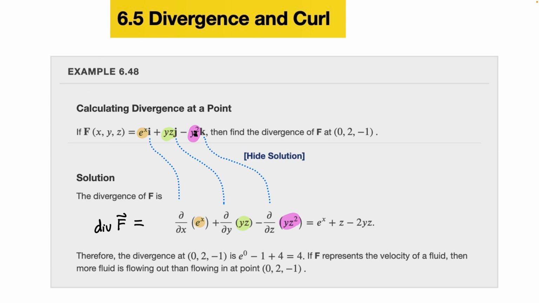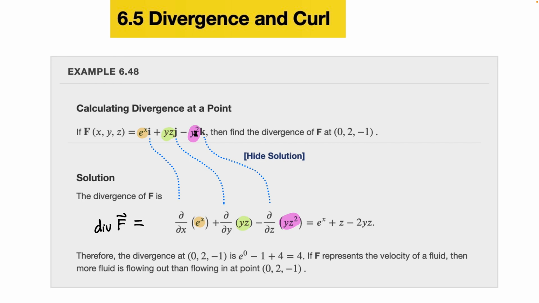E to the x differentiates to e to the x. The derivative of yz with respect to y gives us z. And the negative partial of yz squared with respect to z gives us negative 2yz. Easy. Plug the point into this function, and we find that we get a positive divergence.